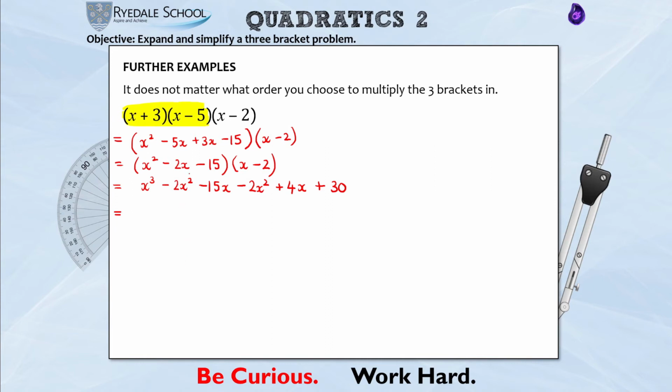Tidying this one up, let's look for some families. Okay, well, I've got the x cubed, and I've got altogether negative 4x squareds. Here are my terms of x's. I've got negative 15 plus 4 more. That is negative 11x. And then plus 30.